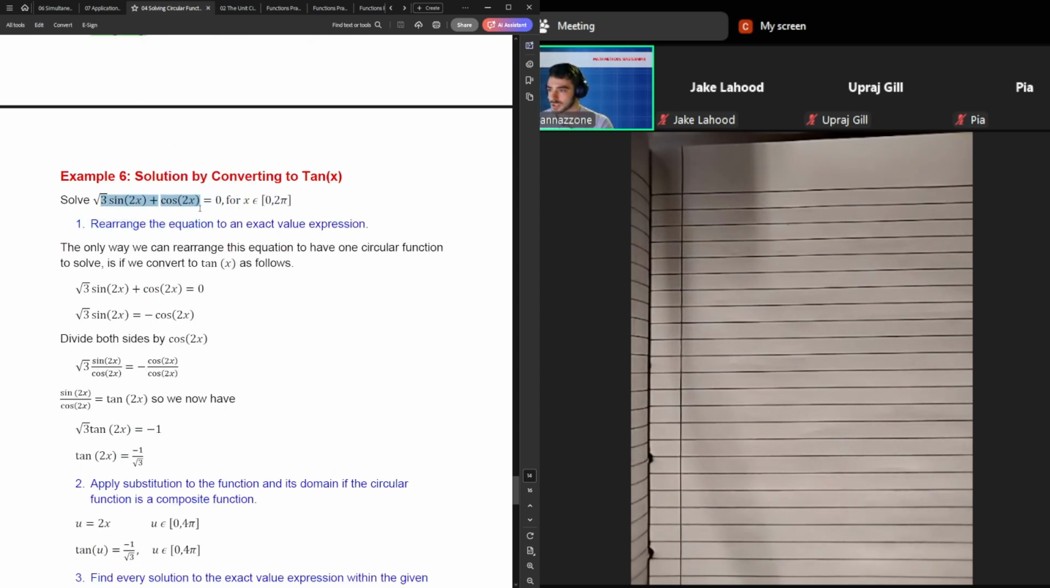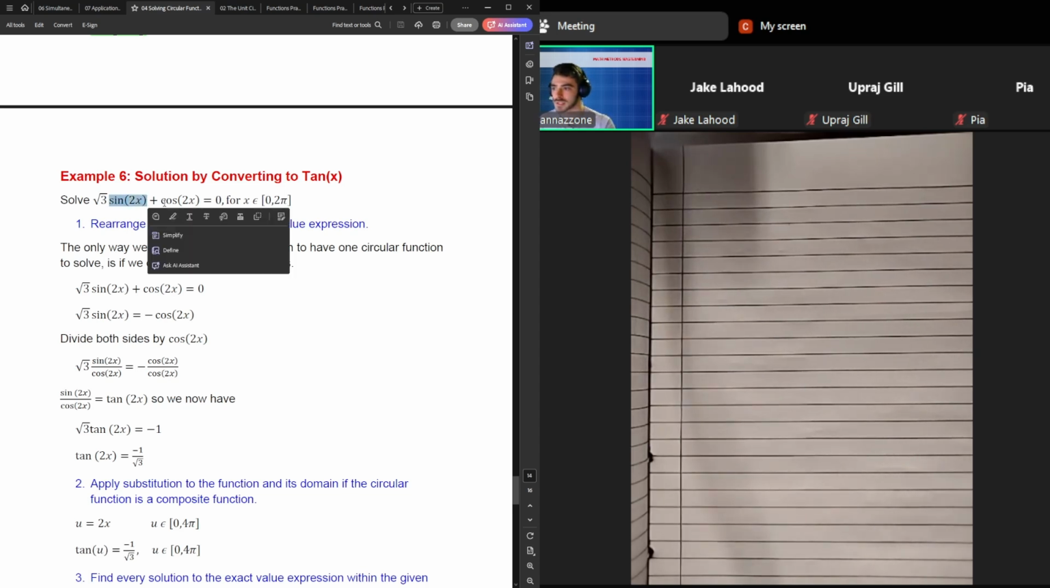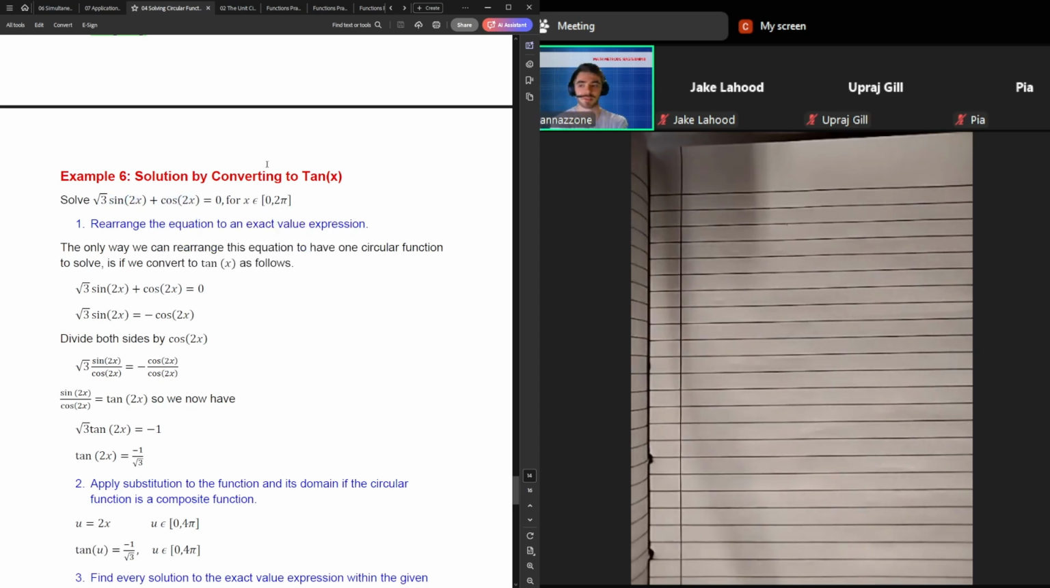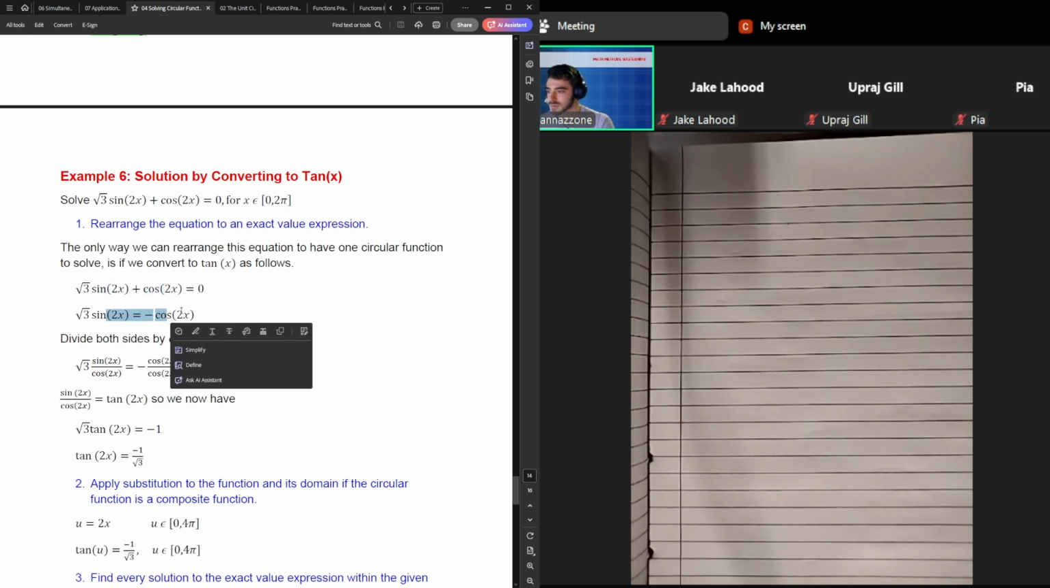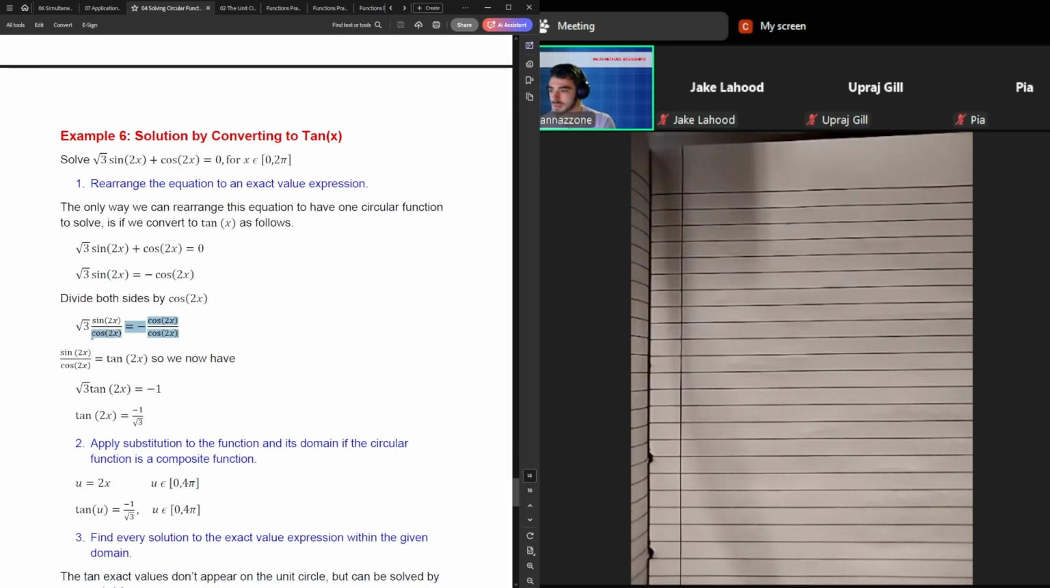If the circular functions are different, specifically if they are sine and cos, it's pretty likely that you can solve it by using tan. Now there are some situations where it won't necessarily be possible, but in this case it is because it's sine and cos without any powers associated there. For me, I've started to rearrange it a little bit. You don't have to start by rearranging. The main key takeaway for this one is that you want to divide both sides of the equation by cos.